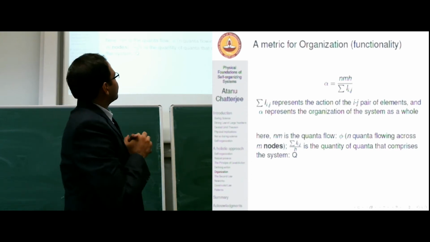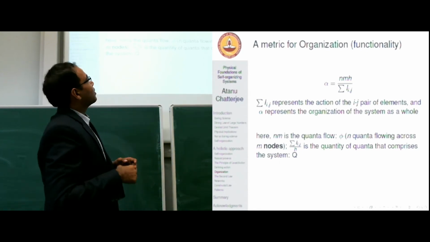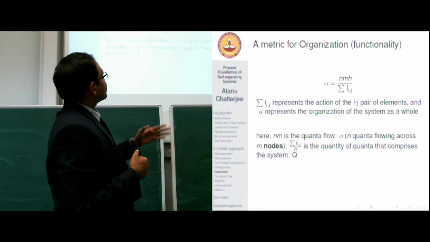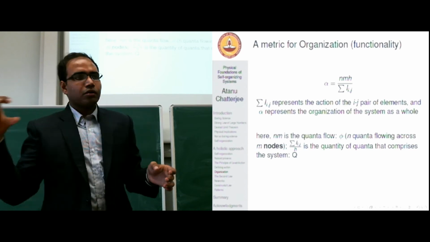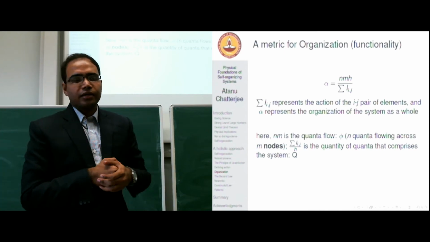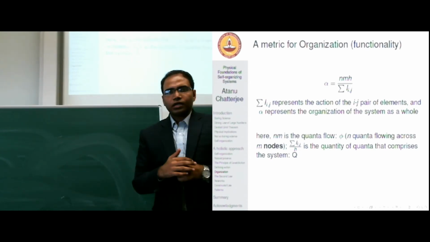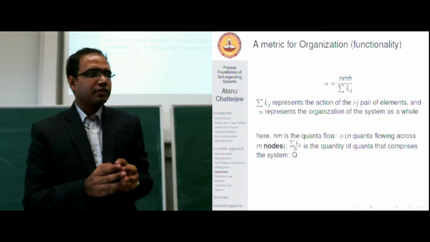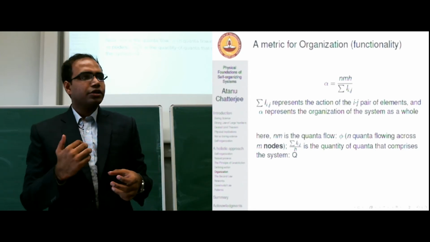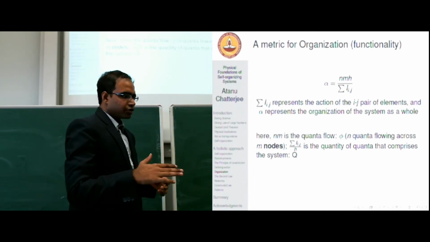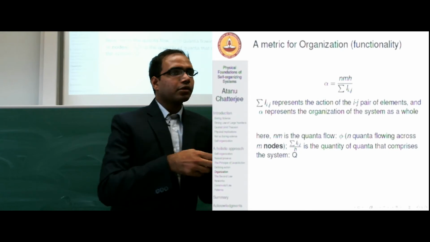So what we have done is that we have defined organization, alpha, as equal to n, m, these are constants, you can leave it, h, where h is the Planck's constant, divided by the summation of the action of all the entities. It is like stating that the organization is the ratio of the quanta flux, that is the quanta being transferred from one interaction, to the total number of actions that are taking place in the system due to correlated action.